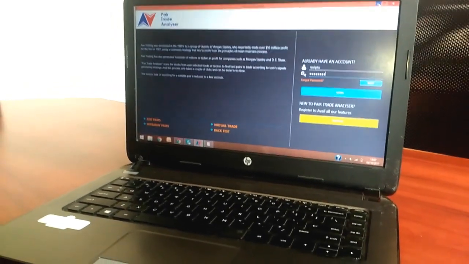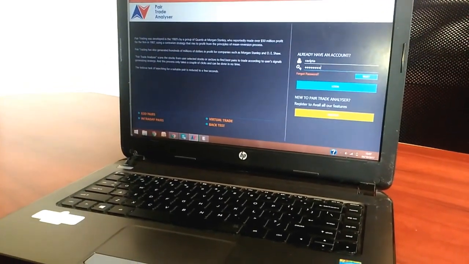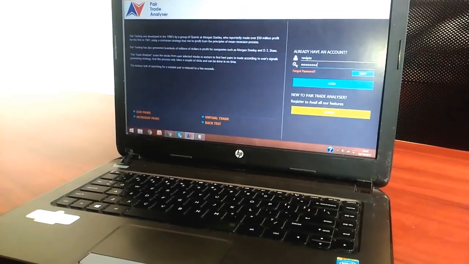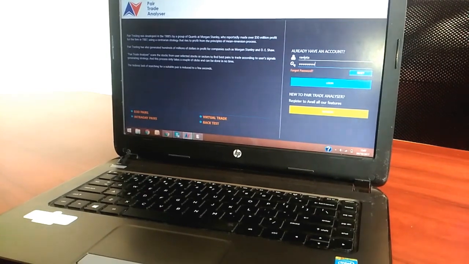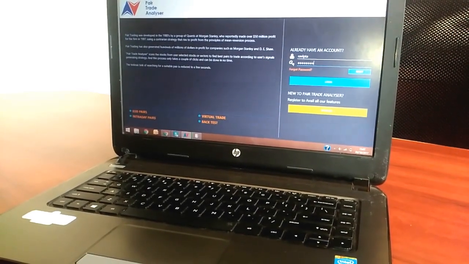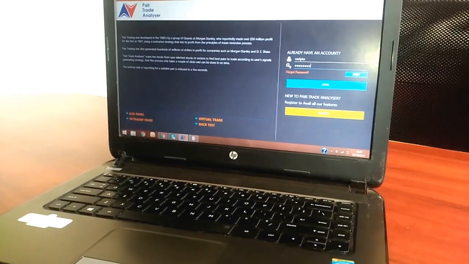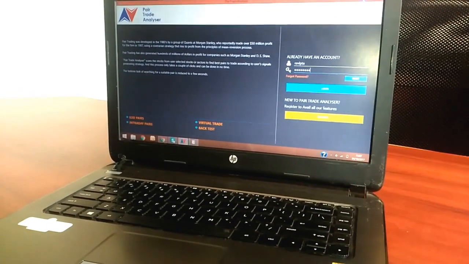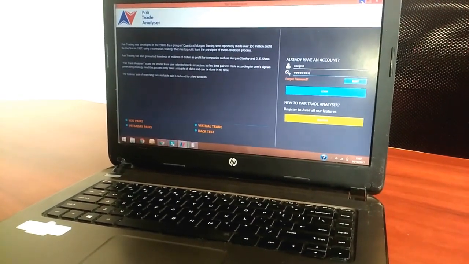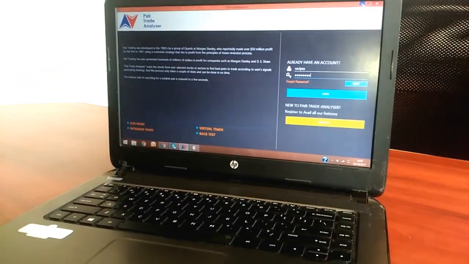Today we are going to tell you how the Pair Trade Analyzer software works. Pair Trade Analyzer is a software application developed by ITG Informatics Hyderabad. This software analyzes all the pairs, all the stocks which are there in NSE, and gives you the stocks on which you can bet. I mean, which stock you need to buy, which stock you need to sell. So I'll show you how this software works.